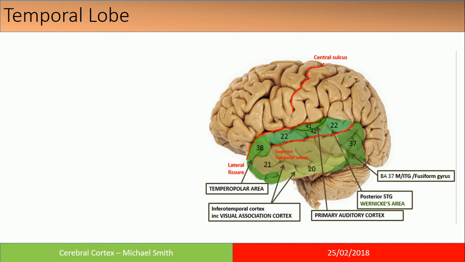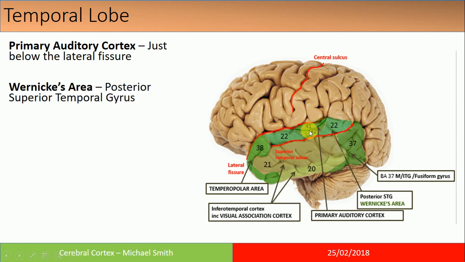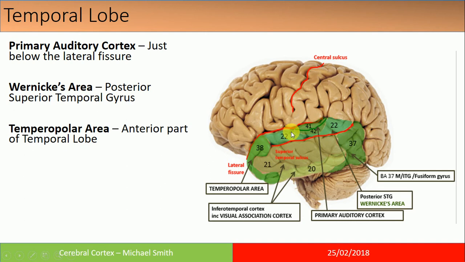So now we move on to the temporal lobe. So in our temporal lobe, we have our primary auditory cortex, which sits just below our lateral fissure. And we have our Wernicke's area. So our Wernicke's area sits essentially around our primary auditory cortex. Next, we have our temporopolar area, which sits right at the front, and our inferotemporal cortex, which plays a role in visual association and sits inferiorly on the temporal lobe.